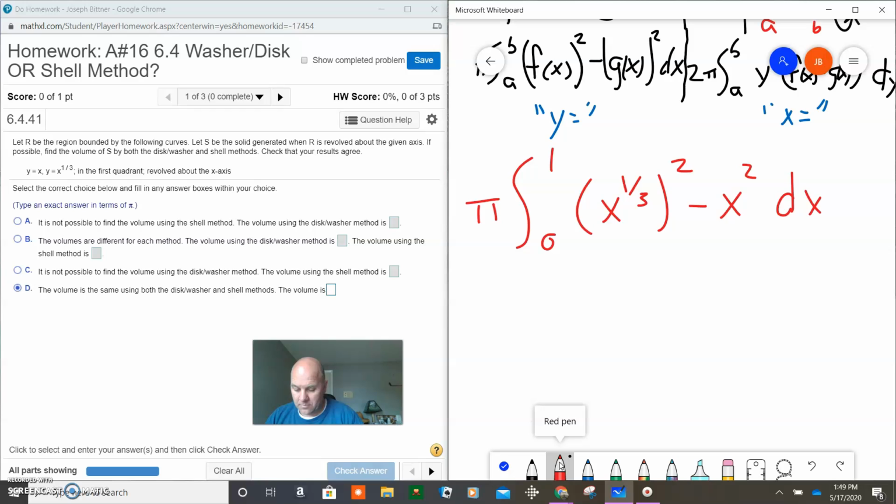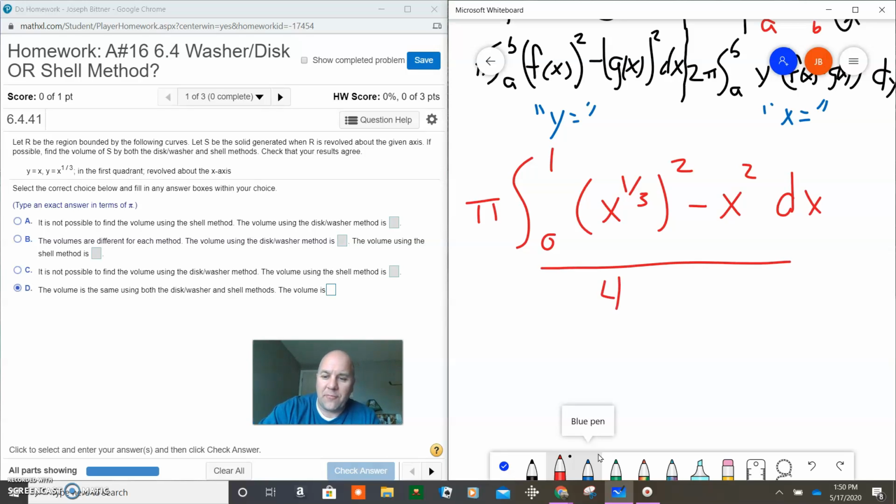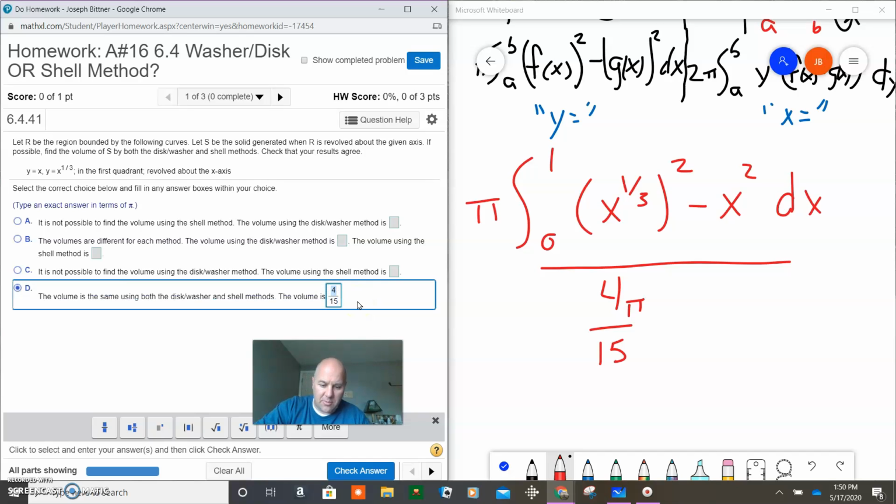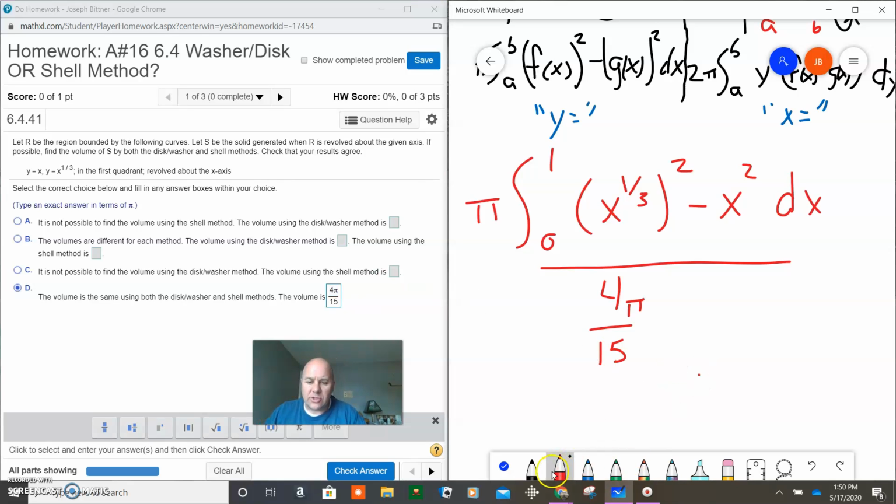It's thinking, and I get, of course, a weird decimal. It's approximately 0.266666 repeating, which is 4/15. There it is, 4/15. Just don't forget the pi. And you could set up the shell method the same way. I'm going to put 4/15 with the pi on top. I'm actually going to do the shell method just to show you that this still does work.